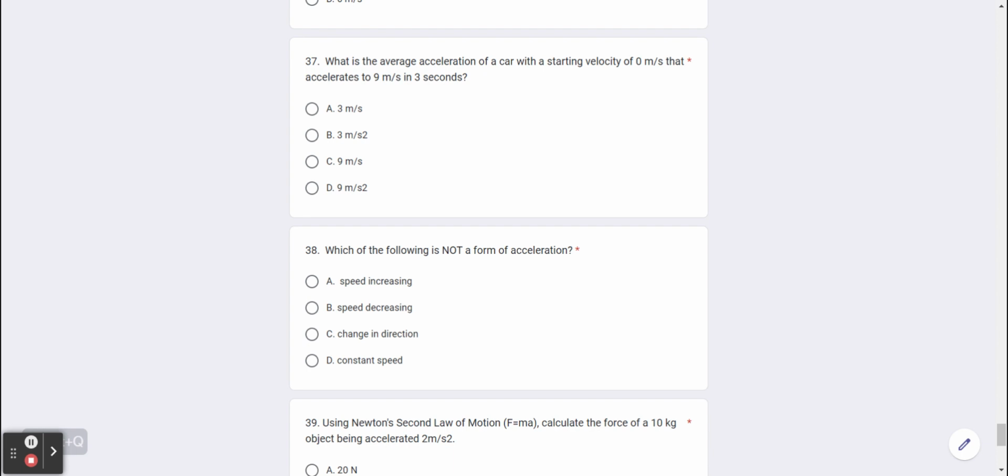37. What's the average acceleration of a car with the starting velocity of 0 meters per second that accelerates to 9 meters per second in 3 seconds? A, 3 meters per second. B, 3 meters per second squared. C, 9 meters per second. D, 9 meters per second squared. 38. Which of the following is not a form of acceleration? A, speed increasing. B, speed decreasing. C, change in direction. D, constant speed.